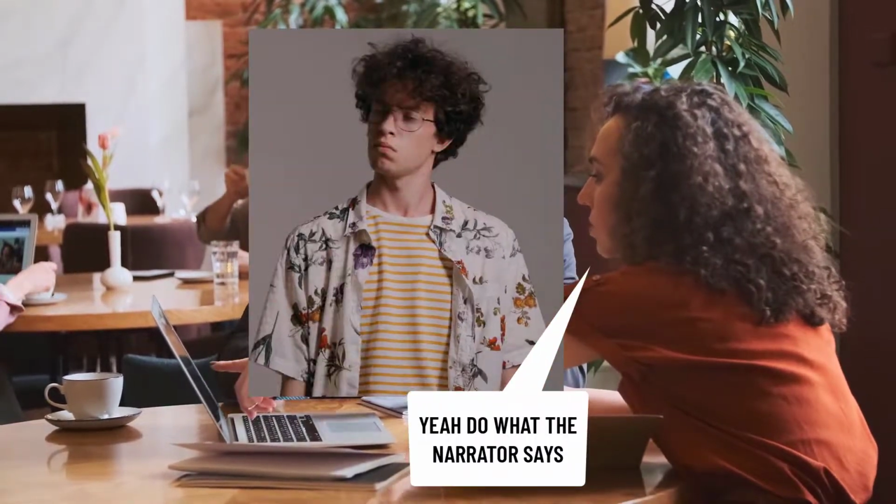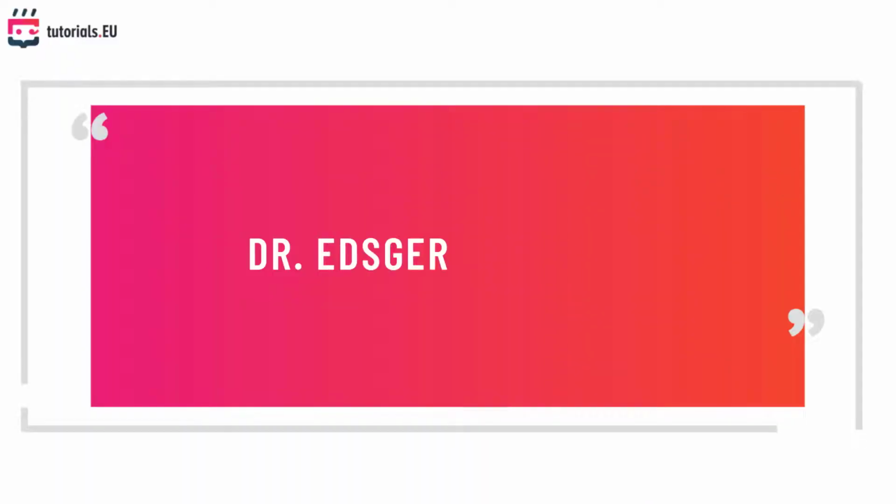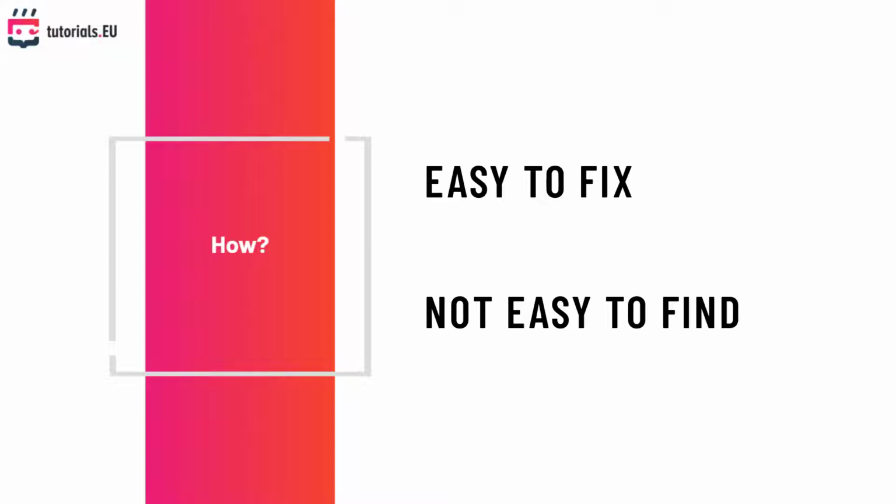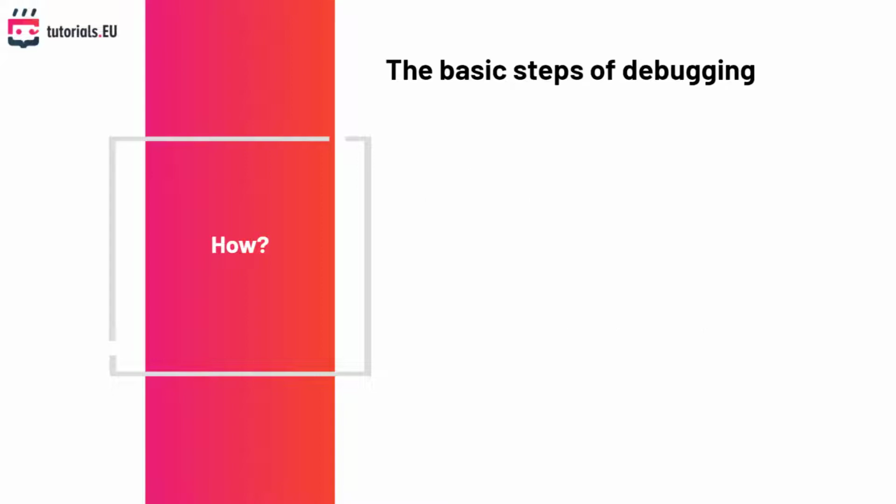Now, one thing that you might hear from your non-technical boss or client is, "I want a bug-free experience." That's kind of impossible. Dr. Edsger Dijkstra, who is best known for his shortest path algorithm, once said, "If debugging is the process of removing software bugs, then programming must be the process of putting them in." But how can we find and fix them in a project with hundreds or thousands of lines of code? Speaking from my personal experience, most bugs are very easy to fix, but finding them is a whole different story. So, let me tell you about the basic steps of debugging.